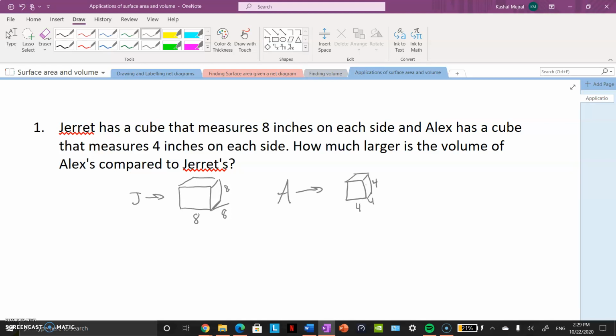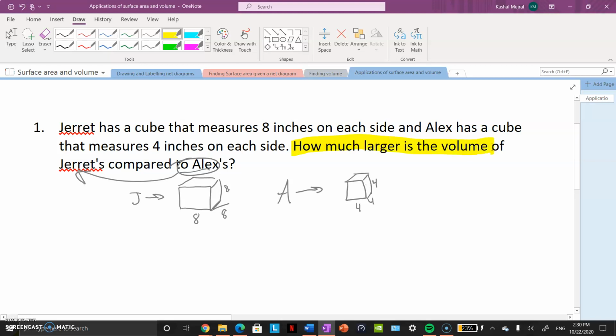So what that means is we're going to subtract Jarrett's volume from Alex's. Actually, Jarrett's is larger than Alex's, so I'm going to change this question. So we'll be right back in a second. Okay, so how much larger is the volume of Jarrett's, which is this one, compared to Alex's, which is this one? Okay.